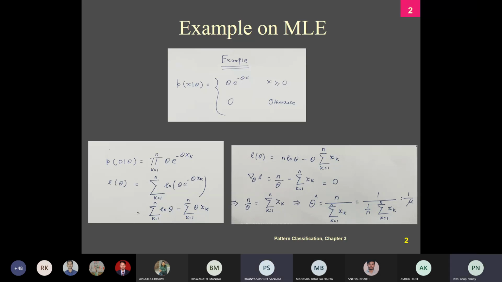Sir, can you please repeat the last statement that contains the product and summation terms? This product is a conditional probability. Suppose capital D is the entire set. It contains D1, D2, D3 till Dn or DC. D1 belongs to class 1, D2 class 2, D3 class 3, D4 class 4.